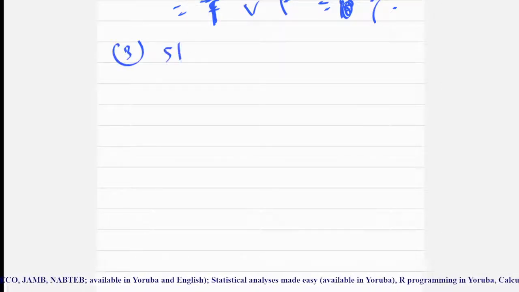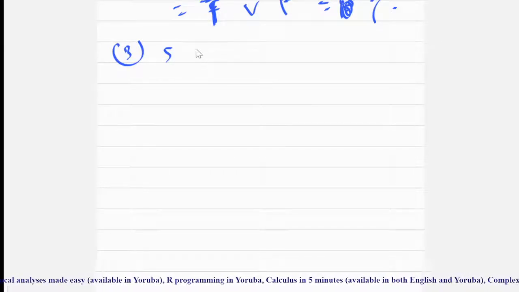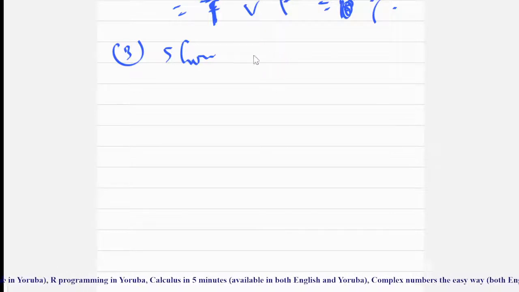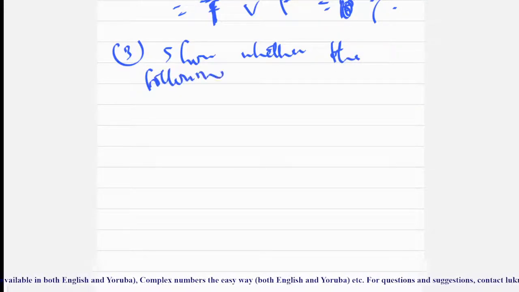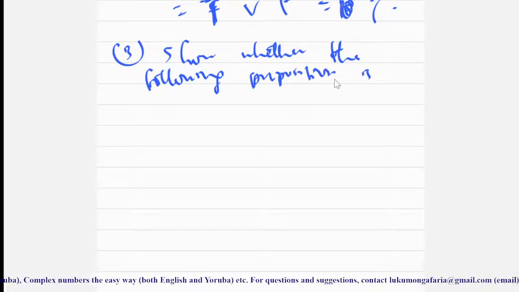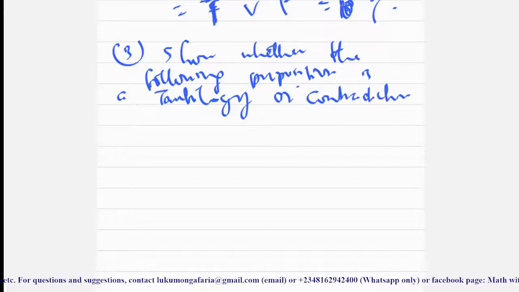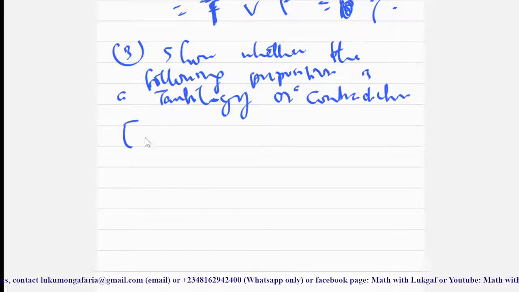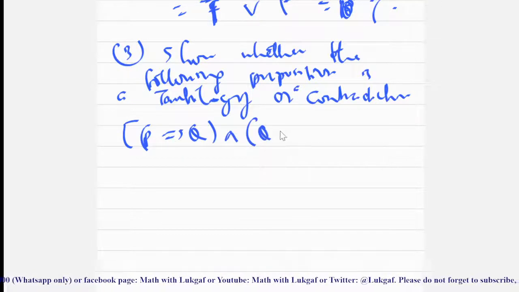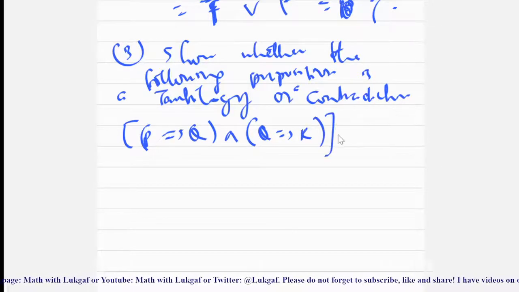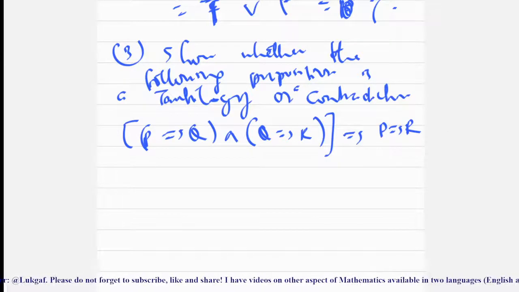Number three, show whether the following proposition is a tautology or a contradiction. And this is what? We have P implies Q, Q implies R, implies P implies R. I hope you understand now. So we want to show that. It is not difficult to do.